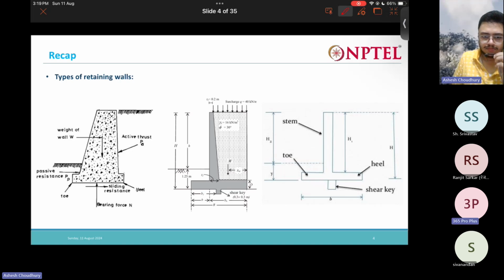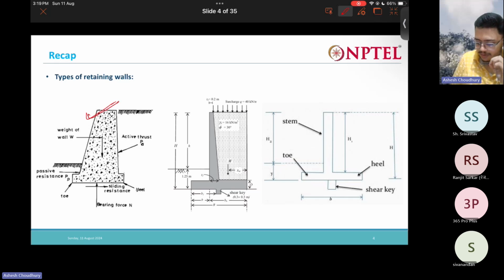We can make it through geocell also, right? Yeah, that also we can do, but that will be reinforced soil walls. Okay, so the main basic initial retaining walls to be made were our gravity retaining walls.